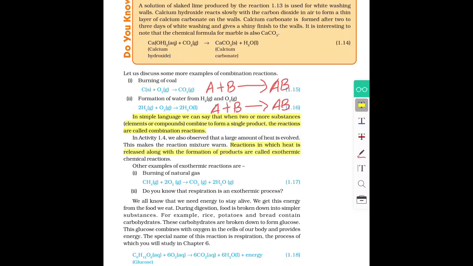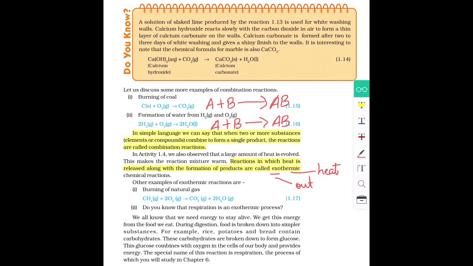There are two types of reaction based on the release of heat. They are endothermic and exothermic. Exo means out and thermic means heat. So when heat is given out, it is called exothermic. And endo means in and thermic means heat. So when heat is taken in, it is called an endothermic reaction.